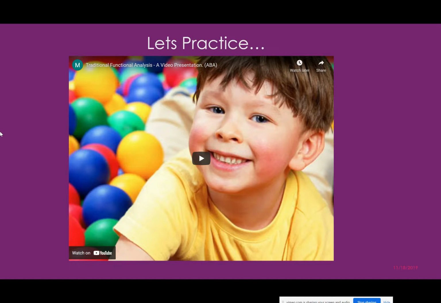Somebody give me the behavior. Yeah, the student's crying, the student's getting on the floor, the student's trying to grab the candy, any of those work. And then the consequence was, absolutely, the teacher removed the candy. The teacher had to physically prompt the student to sit back in his seat. Good job, guys. Let's see if you can do the next one on your own.